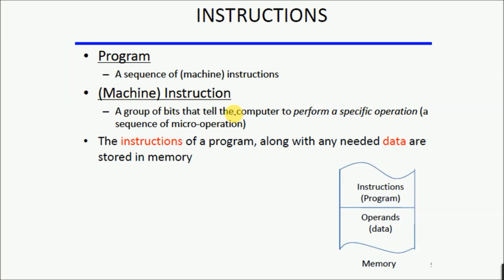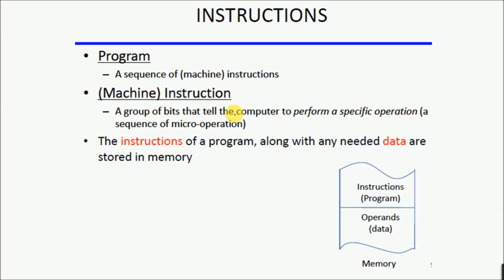So let's start with what are instructions, what is a program, and what is a microoperation. A computer program is a sequence of instructions, and a computer instruction is a sequence of microoperations. And we already discussed what a microoperation is: any individual operation that requires one clock cycle to operate. So an instruction can have multiple microoperations.